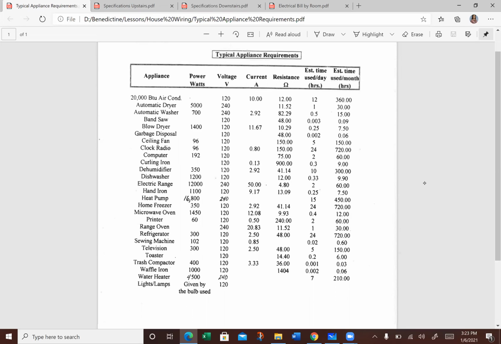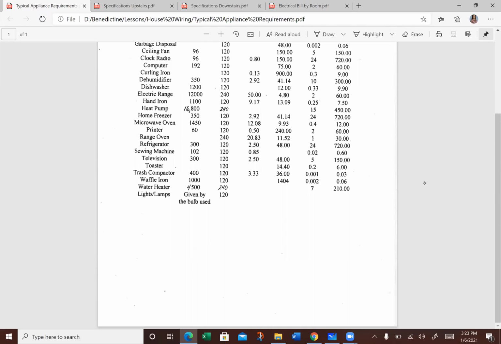With the understanding that when it comes to light bulbs, you can go to the store and get many, many different wattages of light bulbs. What you will notice here, though, is all of the voltages are 120 or 240. Anything that uses a lot of heat, like a hot water tank, the heat pump, and so on, is going to use 240 volts.